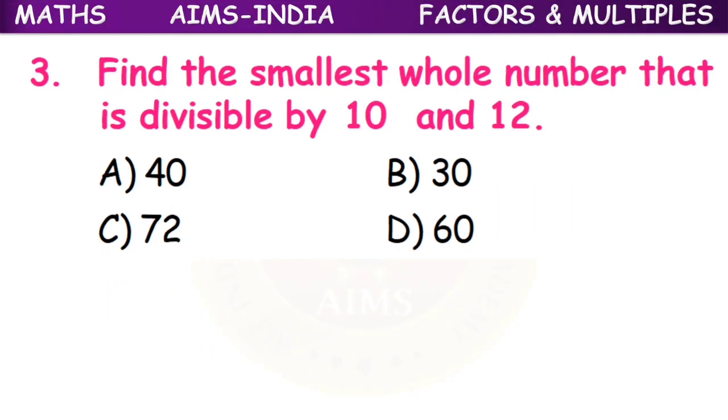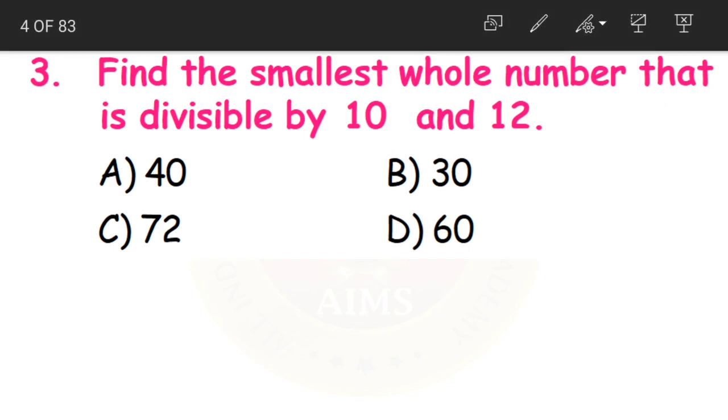Next, find the smallest whole number that is divisible by 10 and 12. Now we know the rule for divisibility by 10. It should have 0 in the ones place. From the given options 40, 30, 72 and 60, three are having zeros. C is not having a 0, so it is not divisible by 10. We'll cross mark it there.